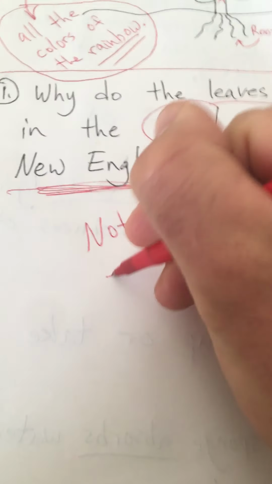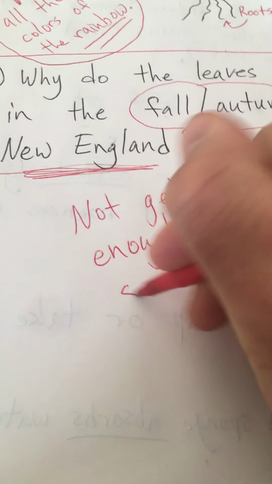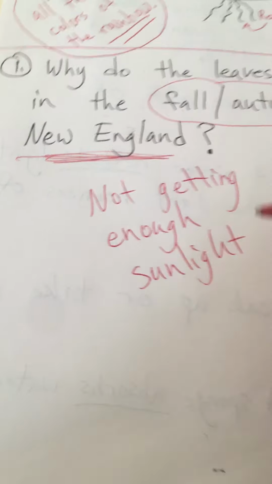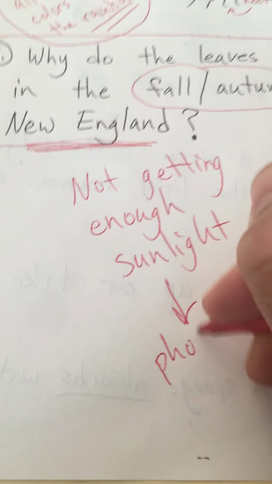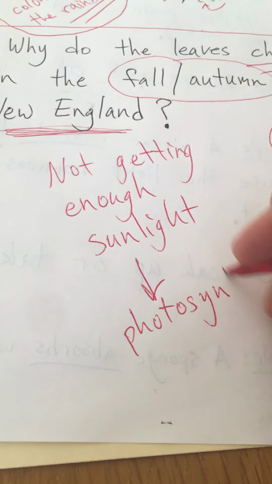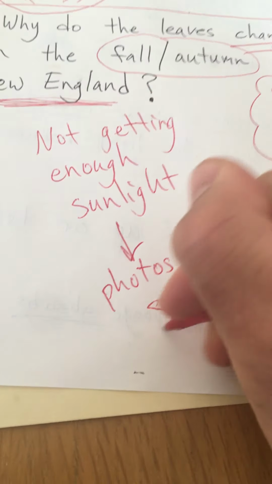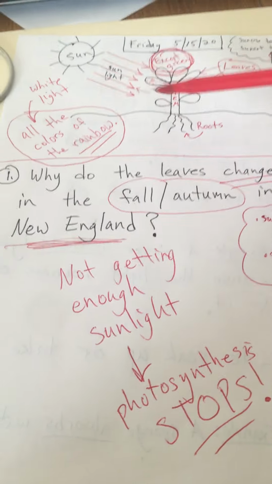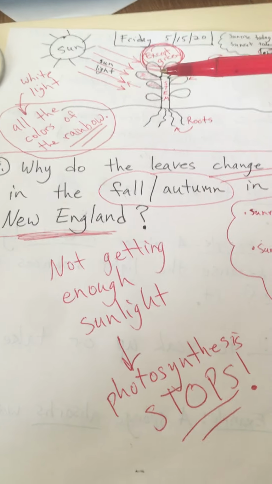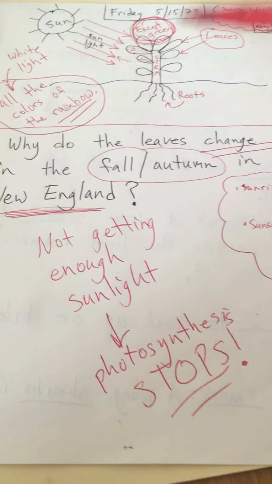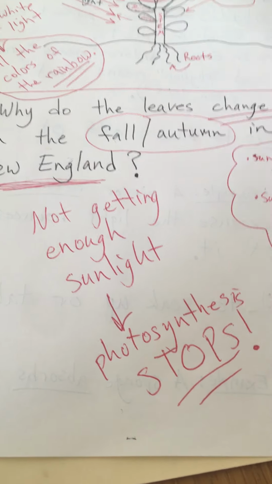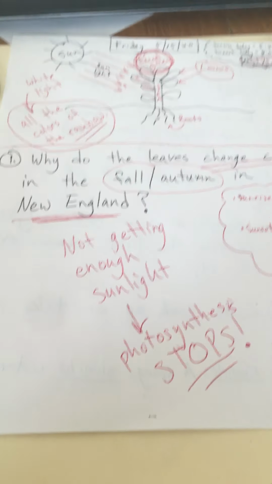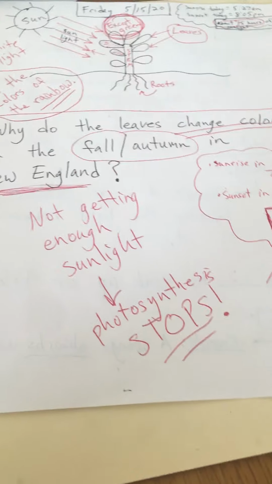Okay, so what happens is they're not getting enough sunlight to have photosynthesis happen. So photosynthesis stops. It is not happening anymore. I'll put it in capital letters. Photosynthesis stops. And now, those leaves don't have enough sunlight to have photosynthesis happen, so it's not able to create its own food anymore. And what happens is those leaves lose their green pigment, they lose the chlorophyll, they lose their green color, and they start to die.